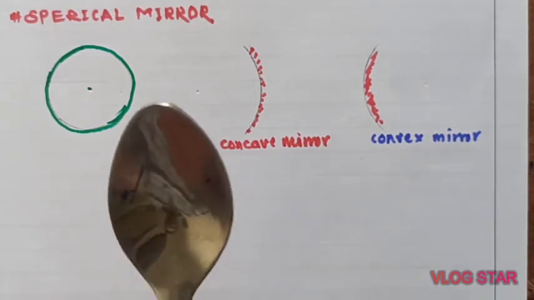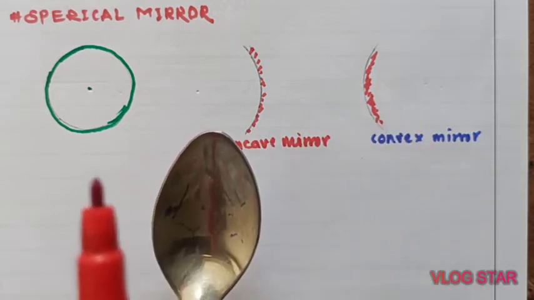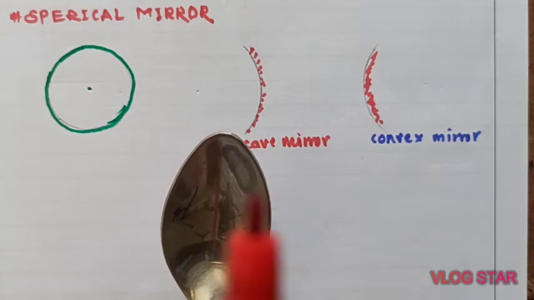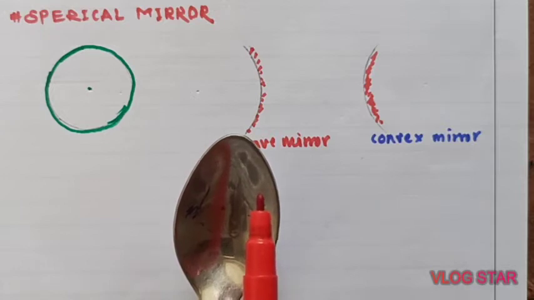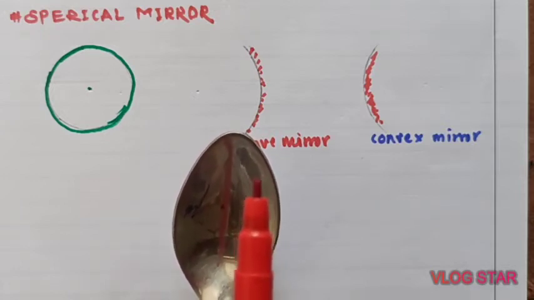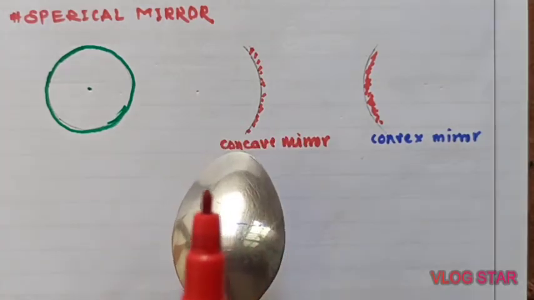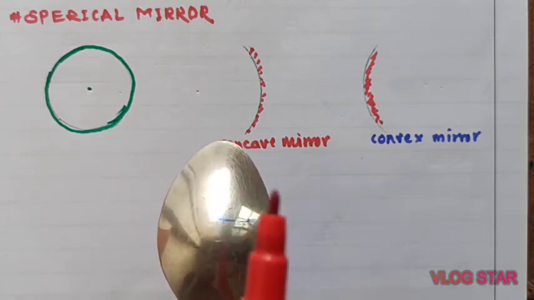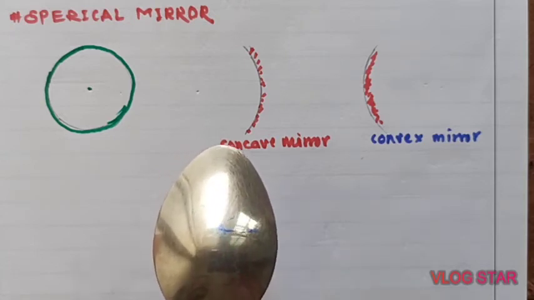Now check the image formed in concave and convex. I have taken one sketch pen over here and look at the image. The image is inverted. So in the spoon the tip is downward whereas my sketch pen is erect. So image is inverted. Whereas in the convex face you can see the tip is upward, so image formed is erect. So that is the difference in convex and concave.